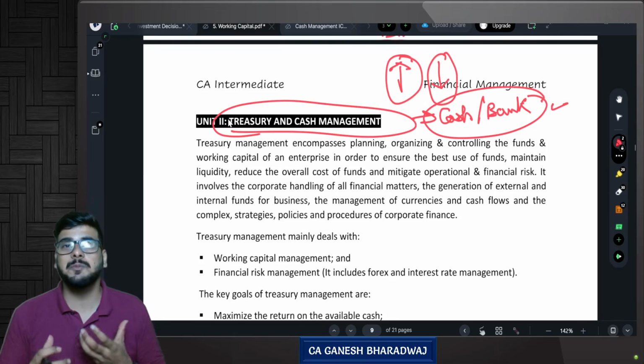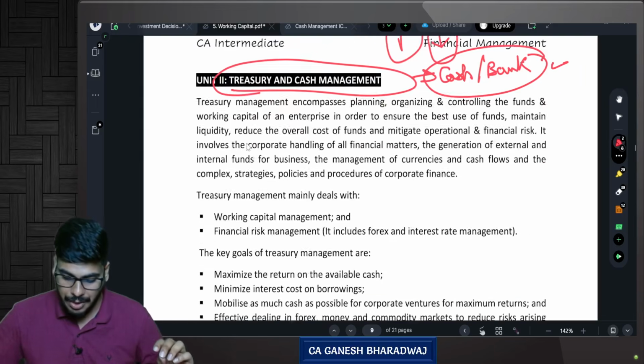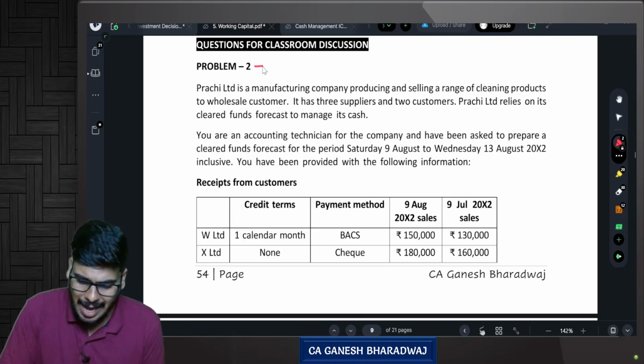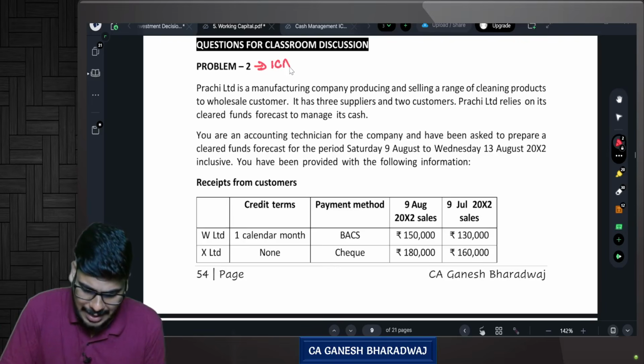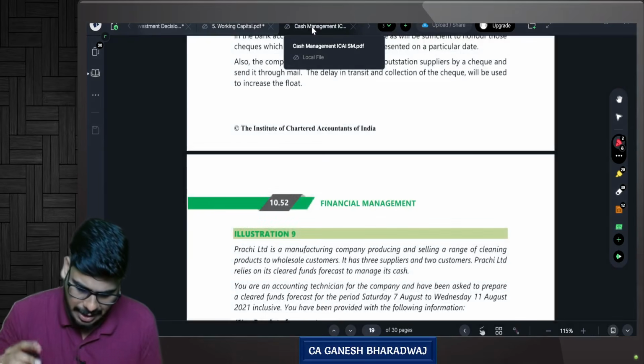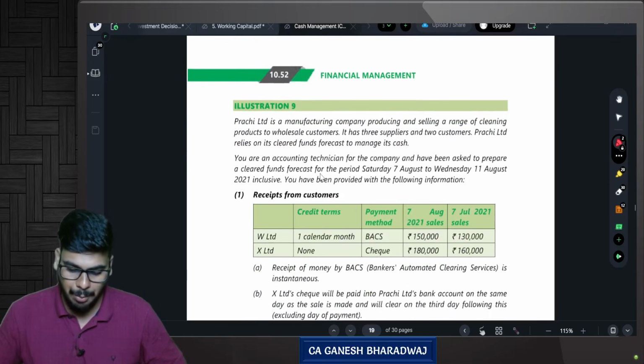Generally, companies prepare something called a forecast or a budget. So this is what we are going to see in the next illustration. This illustration I have actually taken from ICAI study material only. So let's jump to the ICAI study material and have a look at this particular problem. It's on page number 10.52.